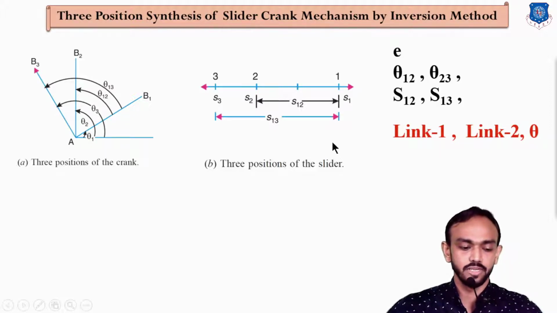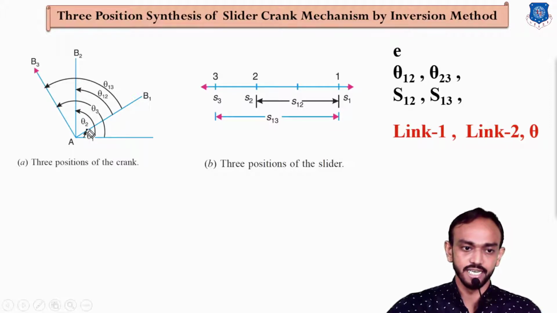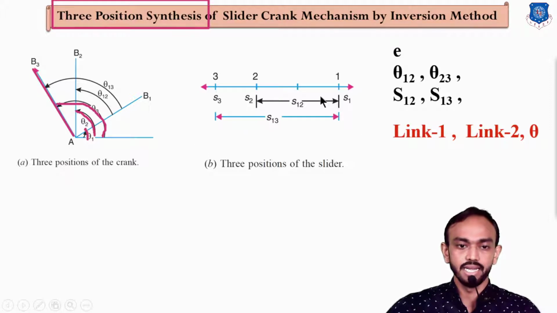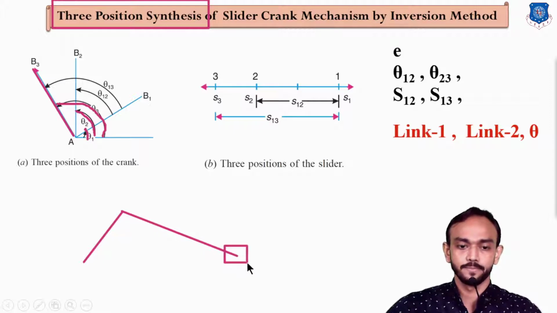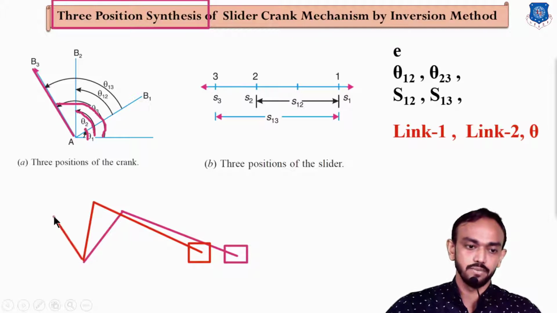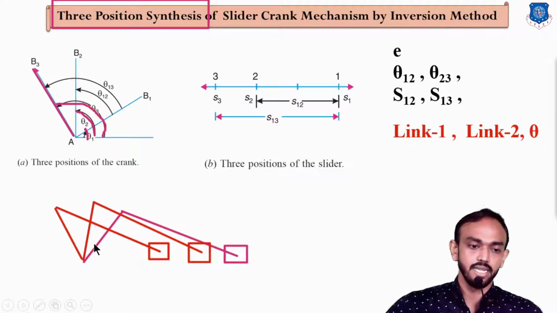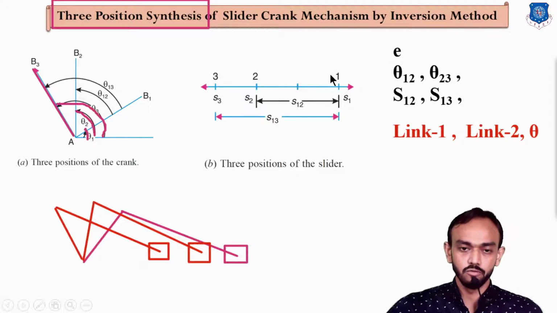Okay, let's start. First of all, there is an input angle: the initial angle is theta 1, the second position is theta 2, and the third position is theta 3. The same will be for the crank: initial position, second position, third position. That's why it is a three position synthesis. As the output in a single slider, there are different positions. If the crank is in this position, the second position is here, so the connecting rod will be in that condition, and the slider will be here. Similarly the third position is here, so the position of the slider will change. So as per these three inputs, there will be different outputs.